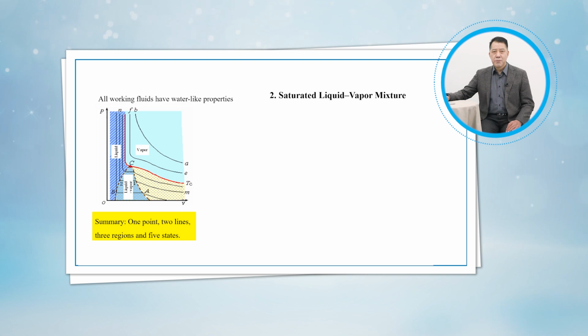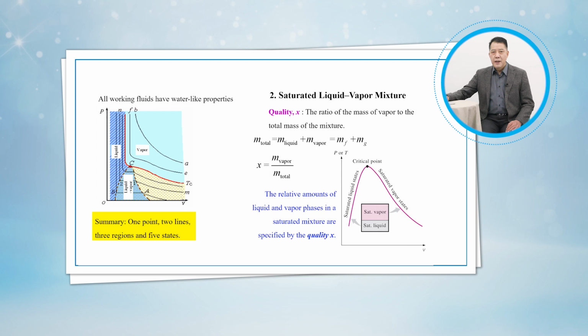During an evaporation process, a substance exists as part liquid and part vapor. That is, it is a mixture of saturated liquid and saturated vapor as shown in the figure. To analyze this mixture properly, we need to know the proportions of the liquid and vapor phases in the mixture. This is done by defining a new property called the quality X as the ratio of the mass of vapor to the total mass of the mixture.